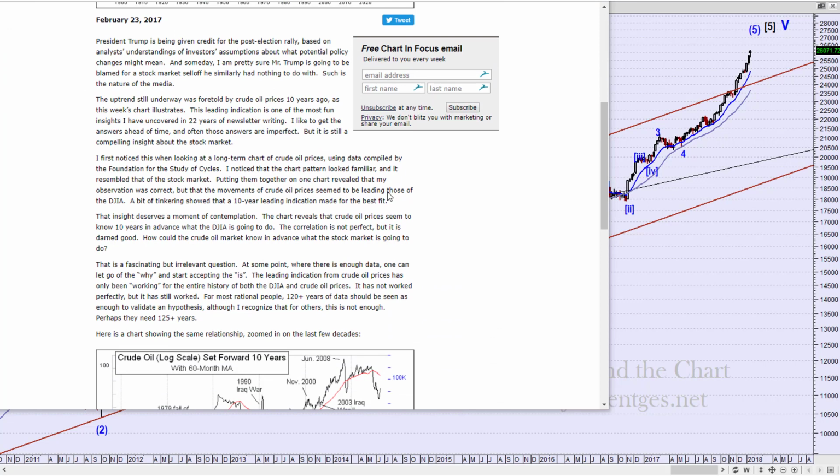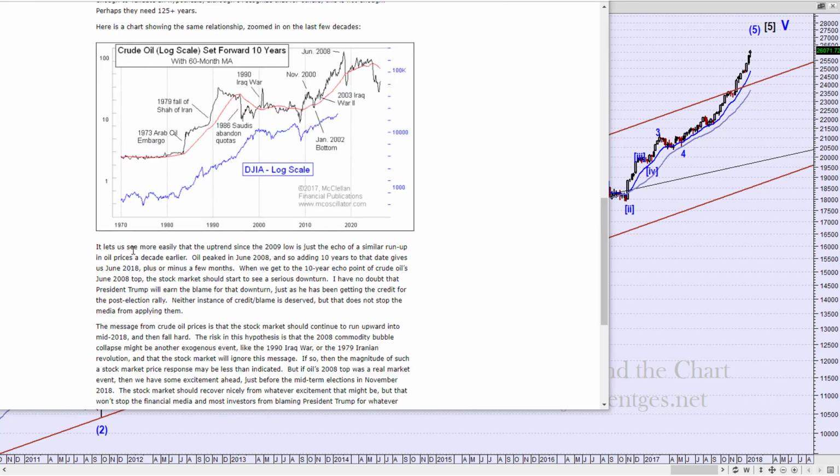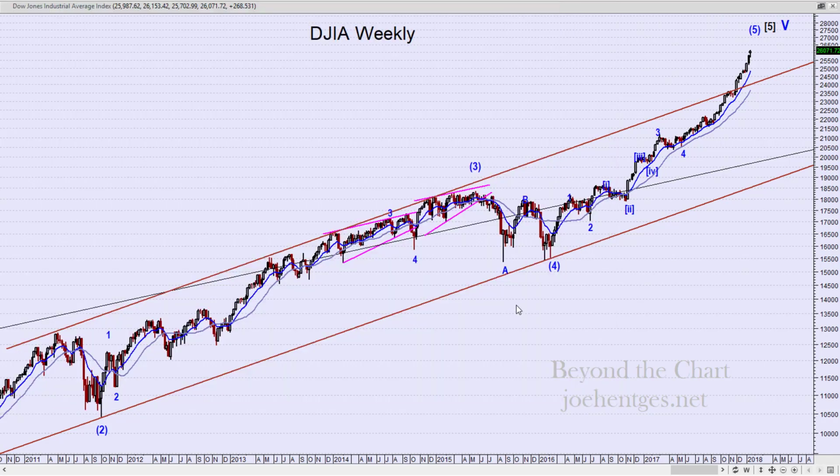It lets us see more easily that the uptrend since the 2009 low is just the echo of a similar run up in oil prices a decade earlier. Oil peaked in June 2008, and so adding 10 years to that date gives us June 2018, plus or minus a few months. When we get to the 10-year echo point of crude oil's June top, the stock market should start to see a serious downturn. So that's a very interesting article by Tom, an interesting comparison of crude oil to the U.S. stock market, the Dow Jones Industrial Average.